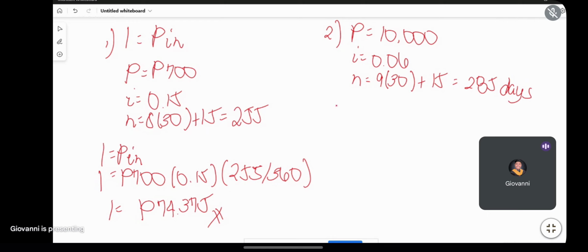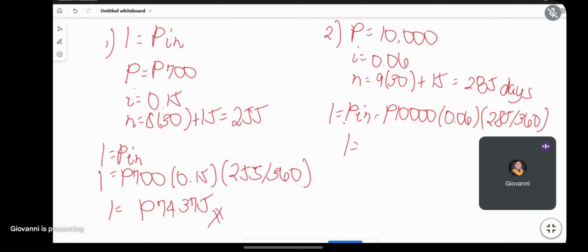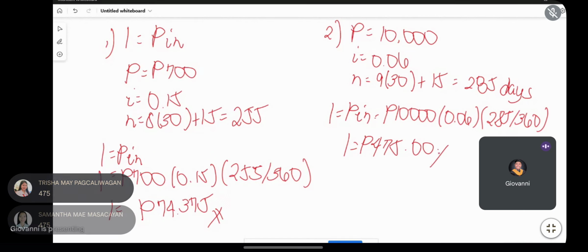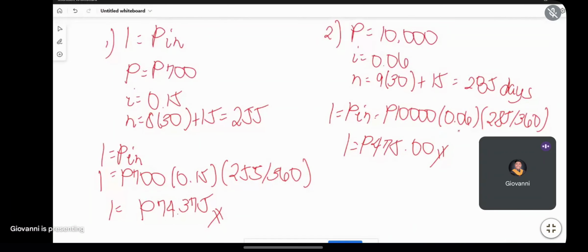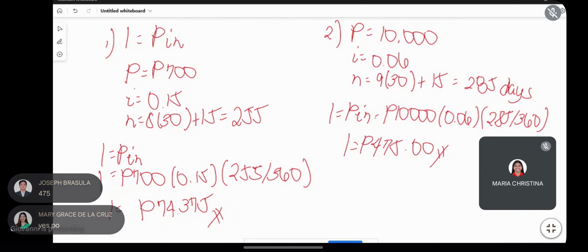So, getting for our I, or interest, I is equals to Prt. So, we have 10,000 times 0.06 times 285 over 360. So, I natin equals to 475 pesos. Okay. Naintindihan po ba? Clear po tayo? Yes po. Okay.